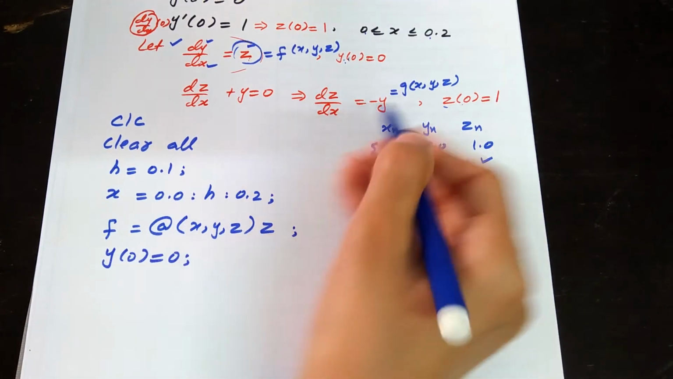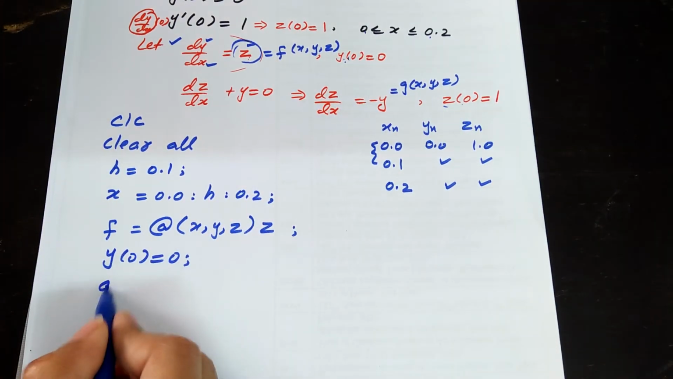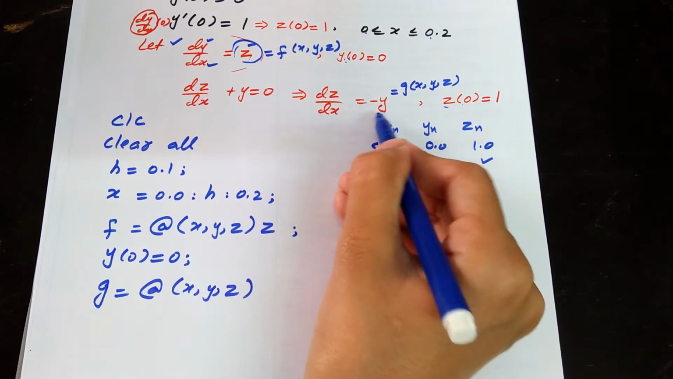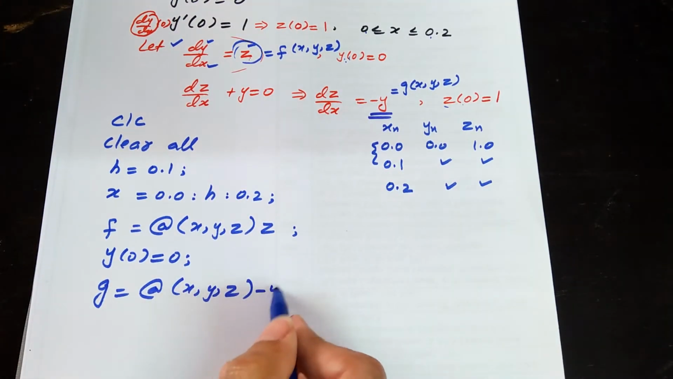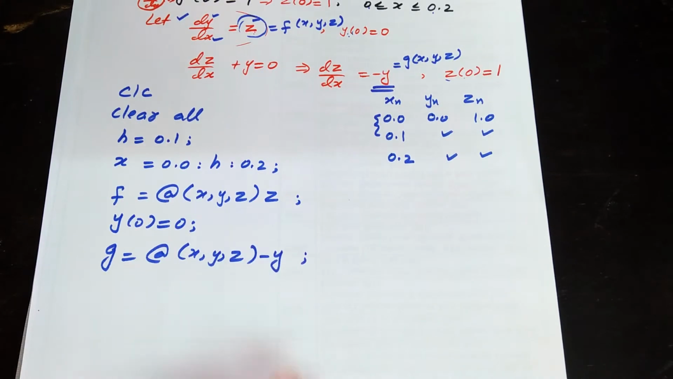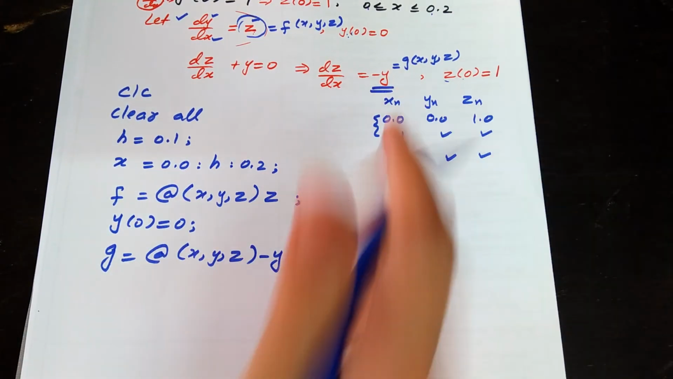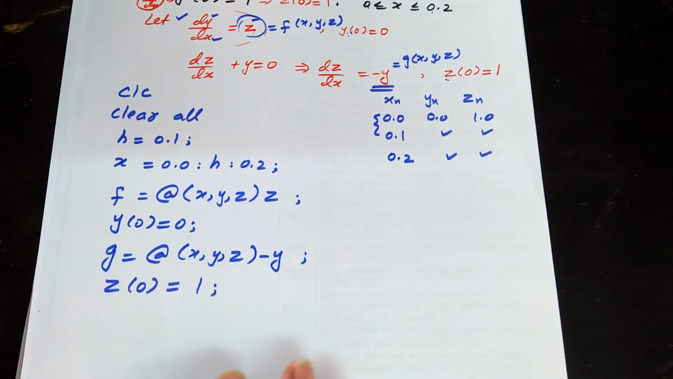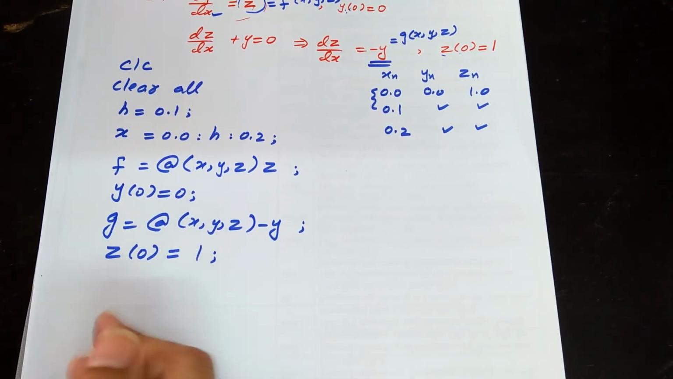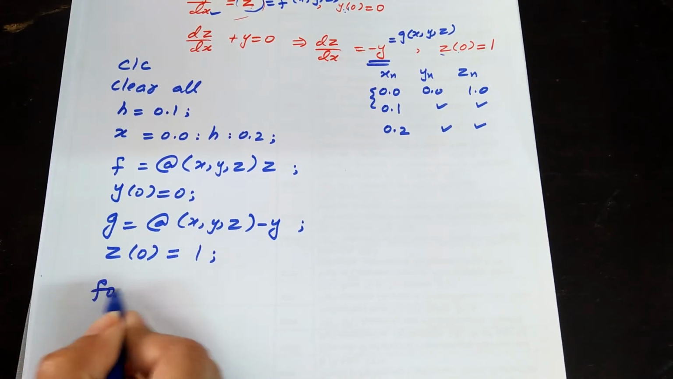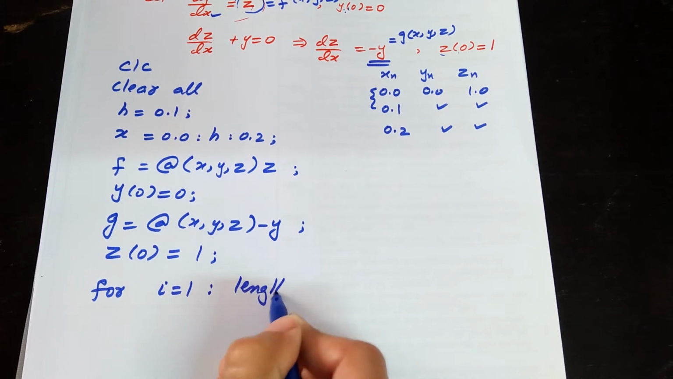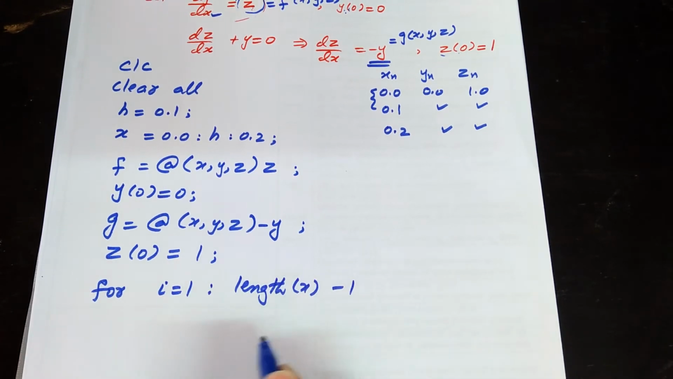Then my second function. The second function is g equal at the rate of x, y, z. And what is that function? Minus y. This one. And the initial condition for that is z of 0 equals to 1. Now I will apply the loop. The loop will be for i equals to 1, length of x minus 1.